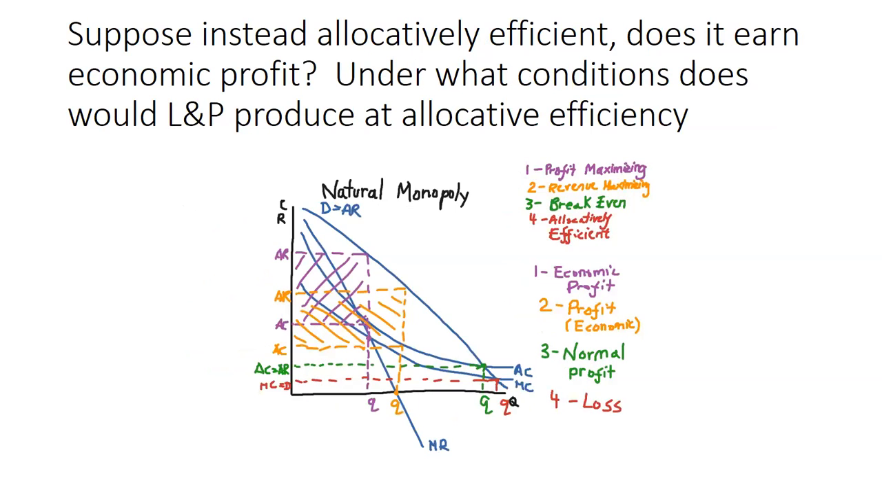Okay, suppose instead allocatively efficient. All right, allocatively efficient is where MC crosses demand. That would be point 5. And they asked you under what conditions. Since MC hits demand below ATC, you're losing money. So the only condition under which a monopoly would do that is if they got subsidized.